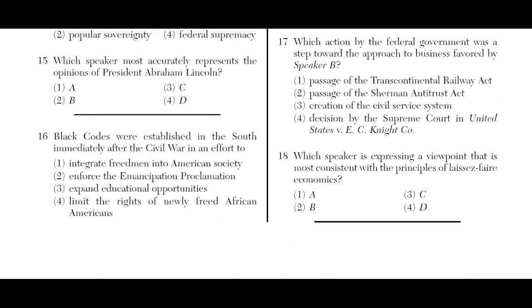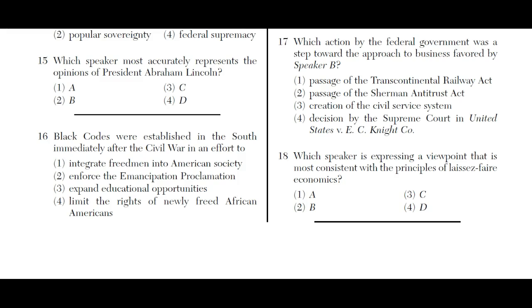The Black Codes were established in the South immediately after the Civil War in an effort to do what? To limit the rights of newly freed African Americans. The Black Codes, which also give us that Jim Crow era, came after the 13th Amendment gave slaves their freedom. The 14th Amendment said that the newly freed slaves are citizens and entitled to equal protection under the law. The 15th Amendment gave them the right to vote. All of this happens right after the Civil War.